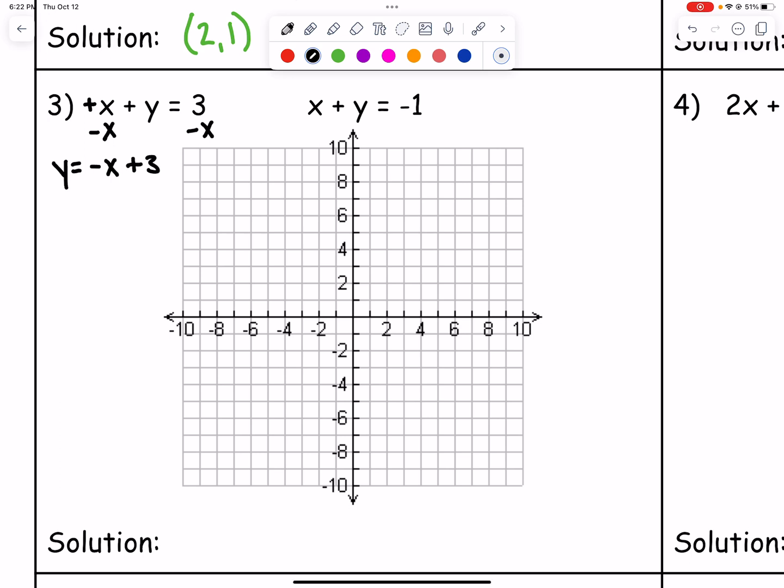For the second one, the same thing is happening. I have a positive x, so to move it, I need to subtract it. And then I get y equals negative x minus 1. We always want to write it in slope-intercept form so we can graph it like we did the last one.